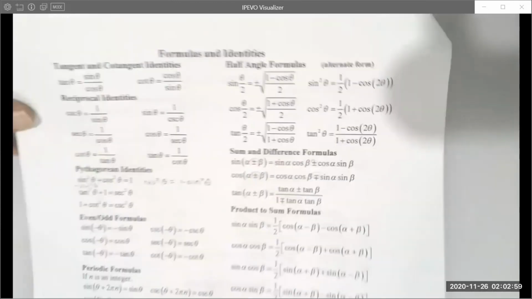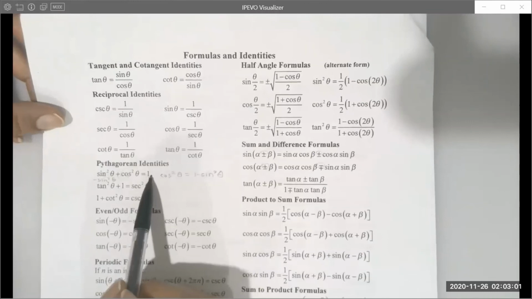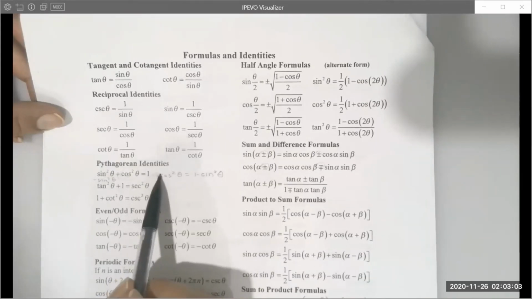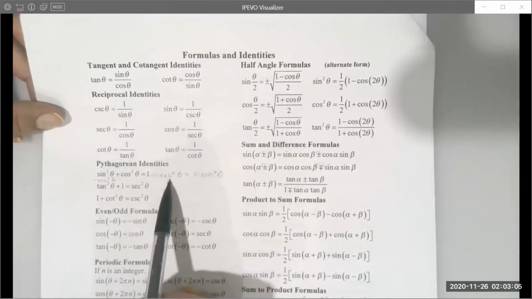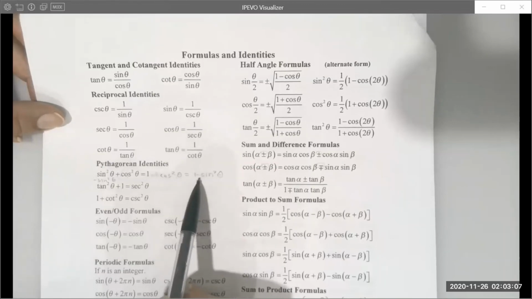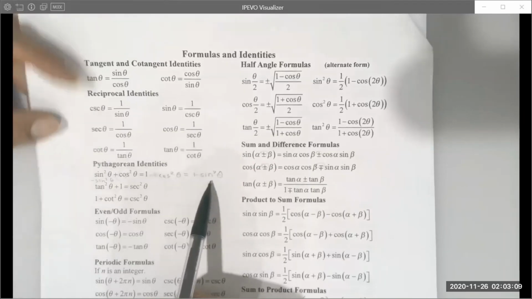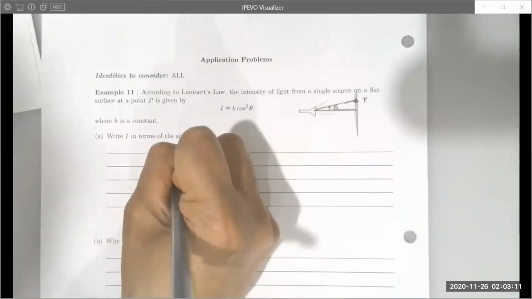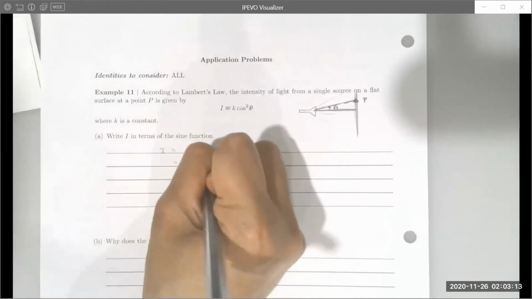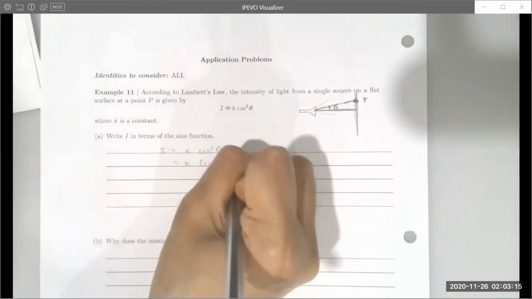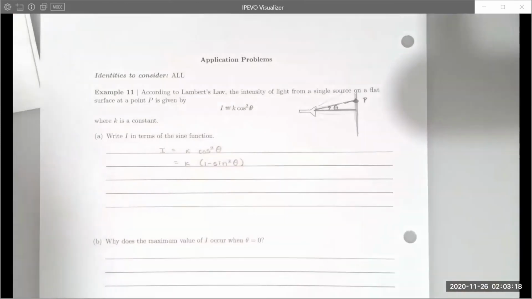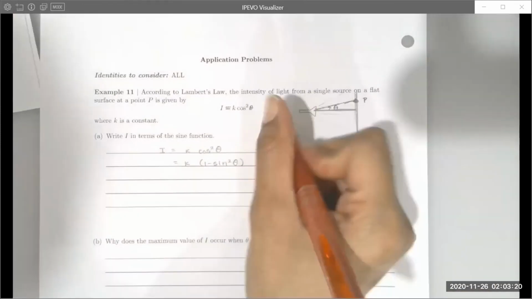Well, we're actually going to use the same Pythagorean identity that we've been using for the other problems, the one that says cosine squared theta is 1 minus sine squared theta. So we're going to say this is K times 1 minus sine squared theta. Again, I'll write the justification on the side.